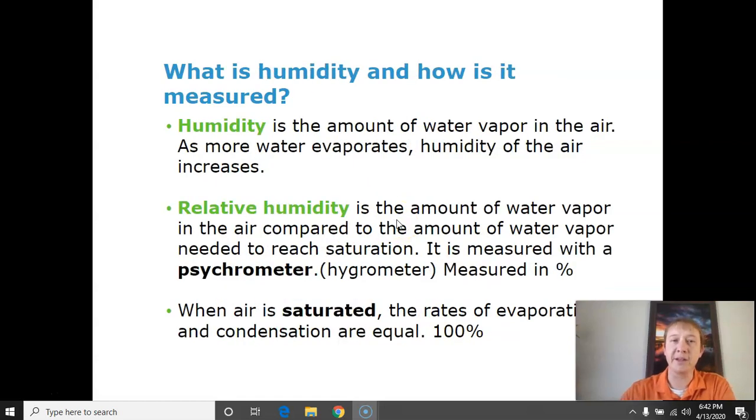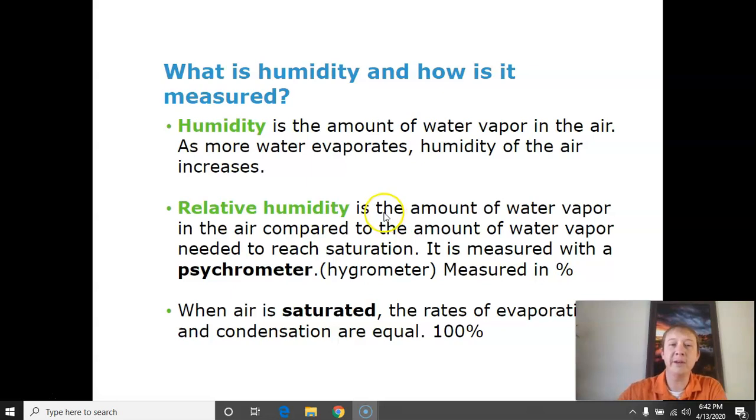The next part is humidity. Humidity simply looks at the amount of water vapor in the air. As water evaporates, the humidity in the air is going to increase. The opposite of that is condensation, so as water condenses, the humidity is going to decrease.